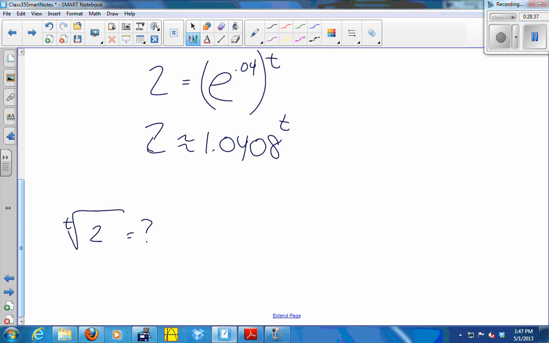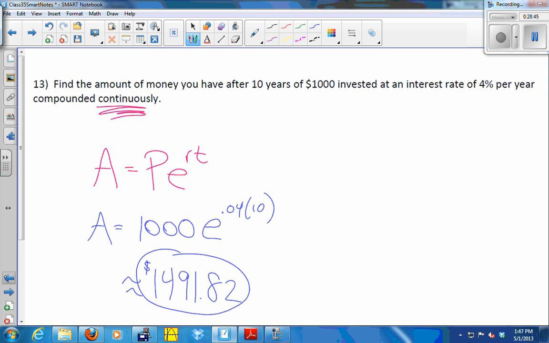So the only thing I can do today is either guess and check or solve graphically. I know from the previous problem that it takes 10 years to get this $1,000 to almost $1,500. So it's going to be more than 10. Maybe we'll try 20.